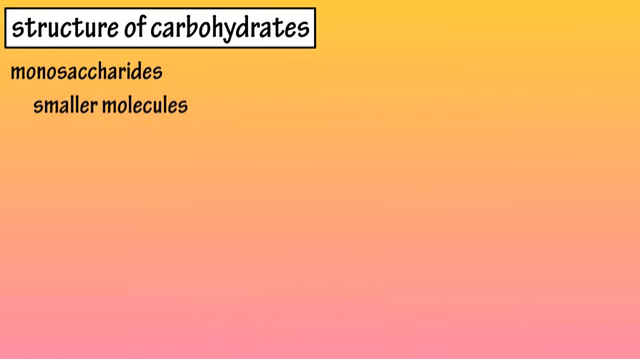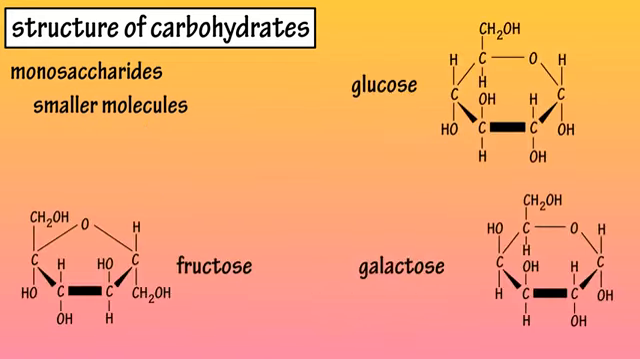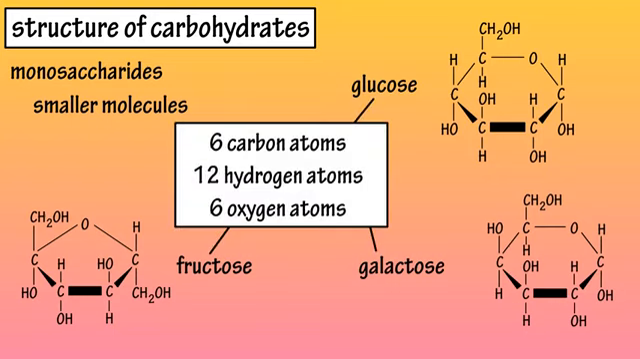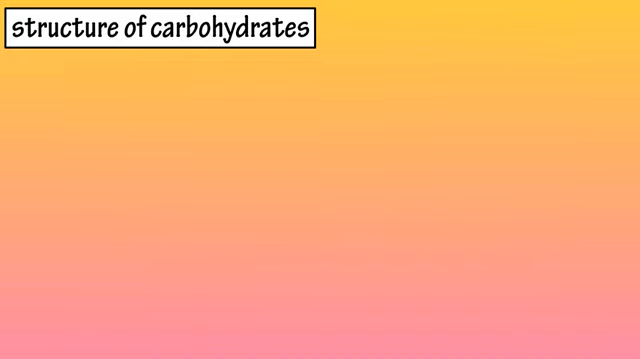2 other important 6-carbon monosaccharides are fructose and galactose. Like glucose, both of these molecules have 6 carbon atoms, 12 hydrogen atoms, and 6 oxygen atoms, but their structures are all slightly different. Not all monosaccharides are 6-carbon molecules, as ribose and deoxyribose have only 5 carbon atoms in their structure, and we will cover them in depth in a nucleic acids video.